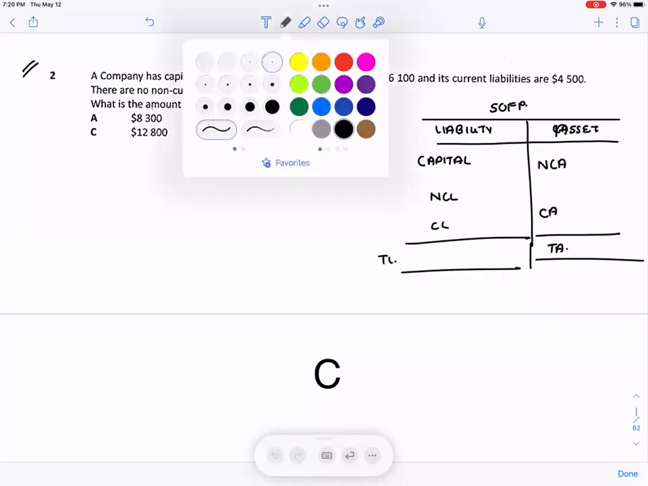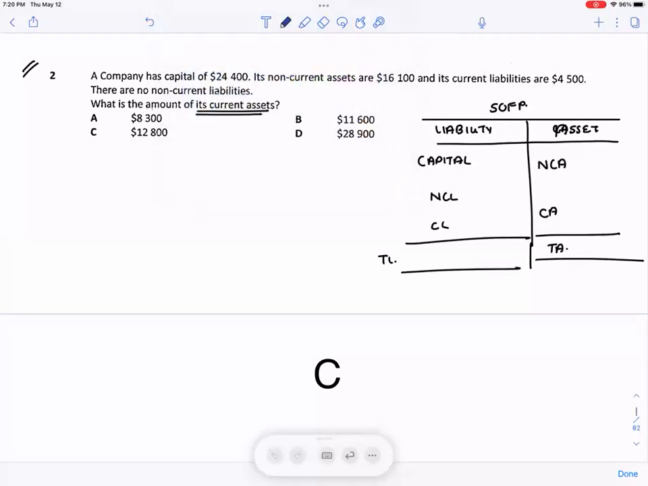Very good. Can we start putting the amount? Capital is how much? 24,400. Do we have non-current liabilities? No, we don't. Non-current assets is how much? 16,100. Current liabilities, 4,500. They want you to find the amount of current assets. Can you all find it?